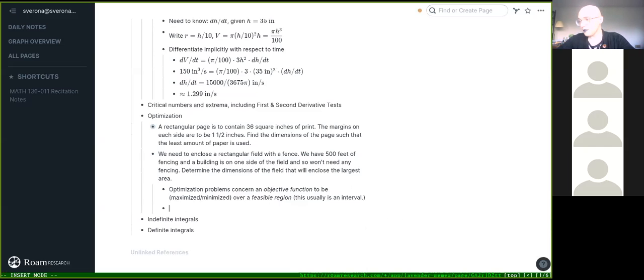Okay. So here's what I have to do. From this word problem, I have to say, what's my, three things. What's my function that I have to optimize? Do I have to maximize it or minimize it? And lastly, what's my feasible region? So remember, the feasible region is the values that make sense. Like I can't have a fencing region and one of the dimensions is negative. That doesn't make any sense, right?